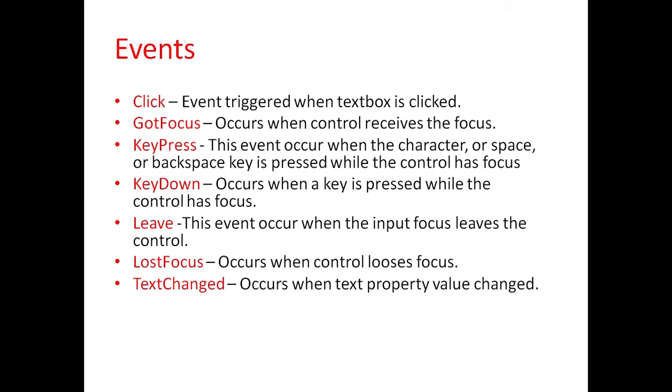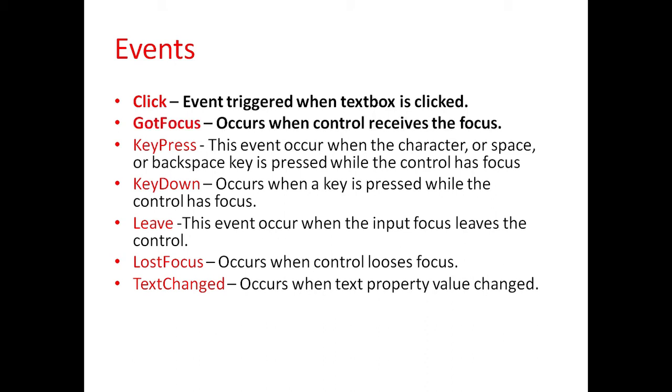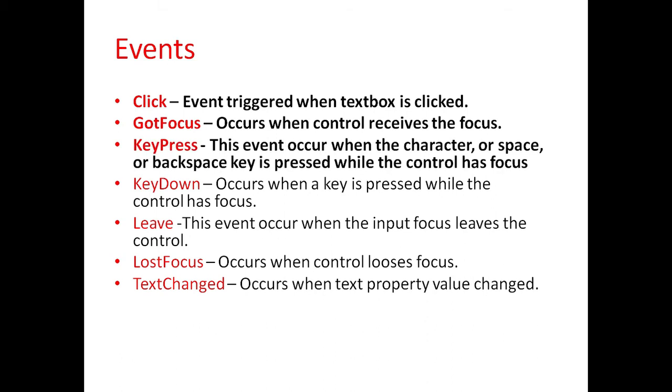Different events for text box controls are: first is click. This event is triggered when the text box is clicked. Got focus event occurs when the control receives the focus. Key press event occurs when a character, spacebar or backspace key is pressed while the control has focus. Key down event occurs when a key is pressed while the control has focus.